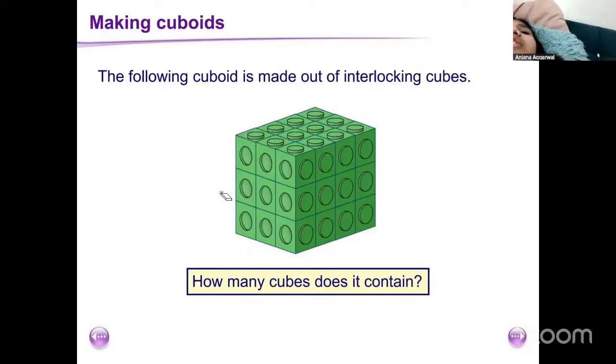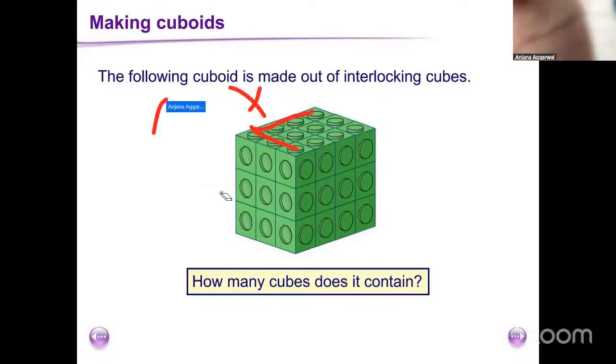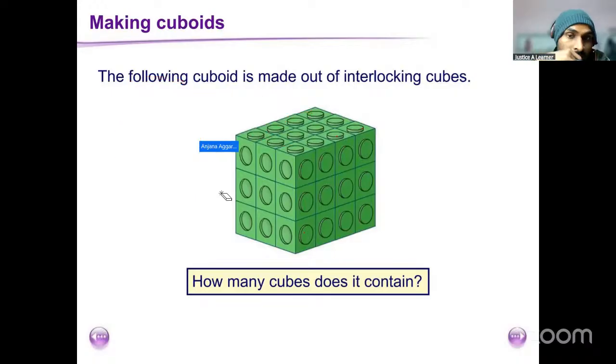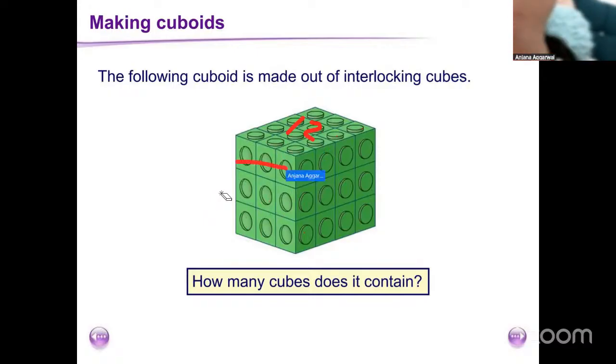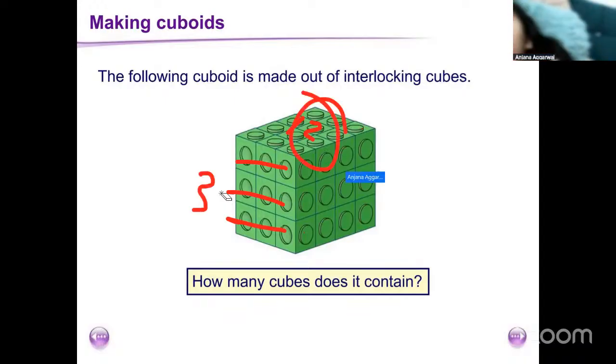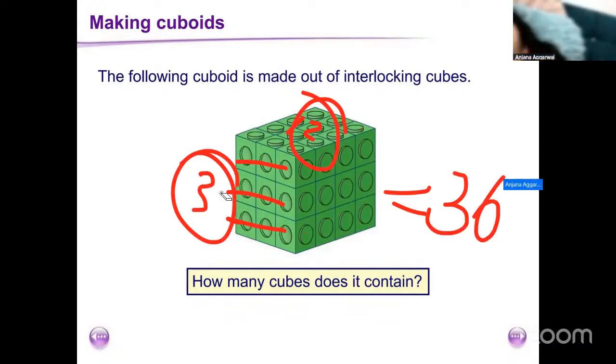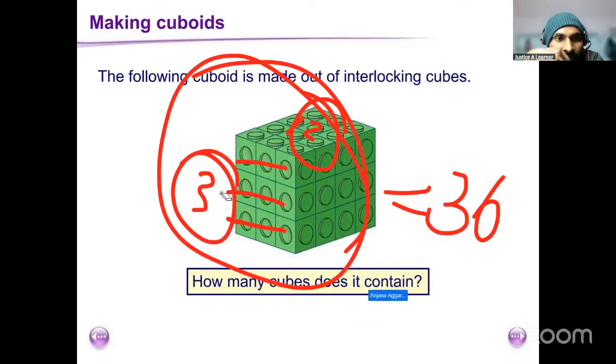So first, I'm going to count the top layer: 3, 4, and then together 12. So this top part is 12, and on this side, however many lines, 1 line, 2 line, 3 line. I would say rows. However many rows there are, 1, 2, 3. So I multiply this and this to get however many cubes there are in the whole thing. Good job.